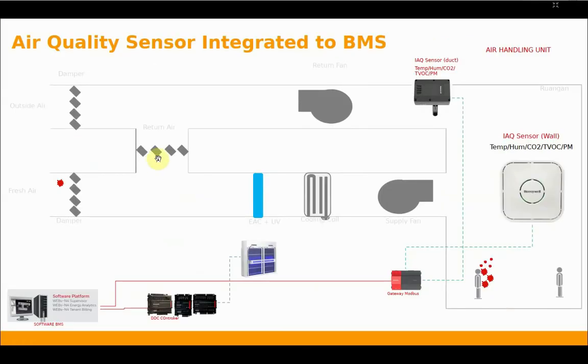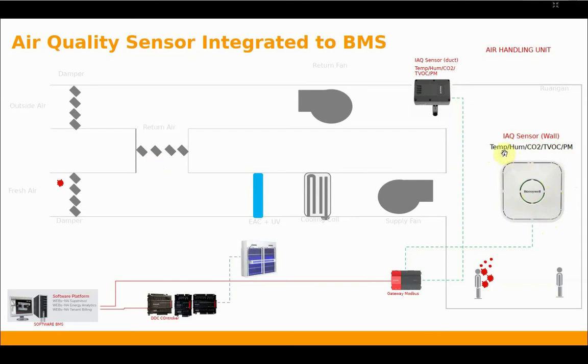Okay, this one is an air quality sensor integrated to the BMS. I have an example from Honeywell. Honeywell has a multi-purpose sensor. They call it an IAQ sensor, in wall and also in ducting.